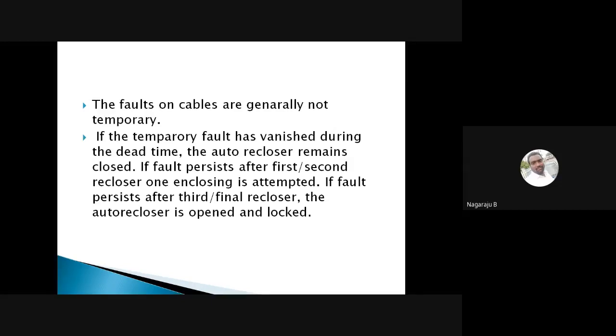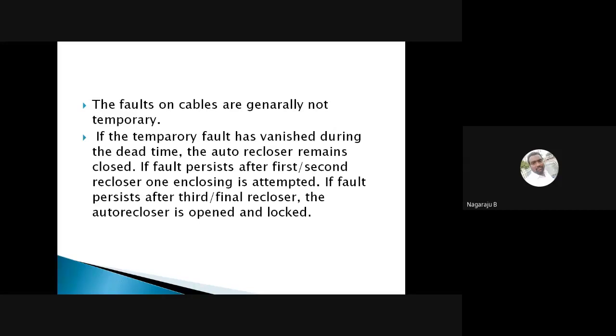2 instant operations followed by 2 time delay trip operations. Whenever tripping is there, it will take some time. And whenever a reclosing operation is there, you can take another time delay. 2 time delay operations with a prior lockout. Lockout means you need to lock out that particular thing.